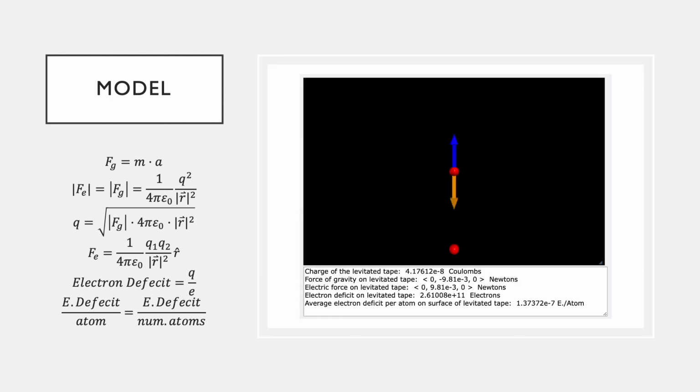Returning to the original model, you can now see the two particles representing the two charges, with the downwards orange arrow representing the force due to gravity on the upper tape, and the upwards blue arrow representing the electric force applied by the lower tape onto the upper tape.